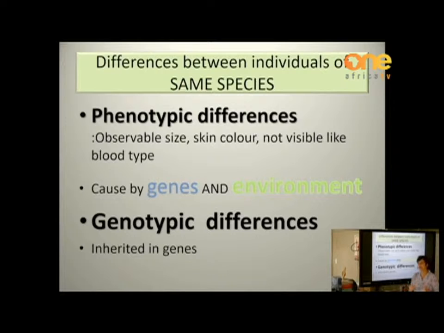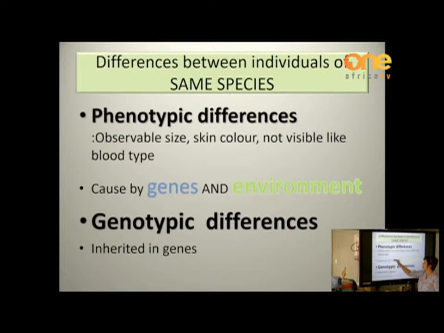And sometimes it is also not visible, like a person's blood type. But it can be A, B, O, or AB. But what causes that blood type? The blood type is caused by the genes. The blood type is caused by the genes.